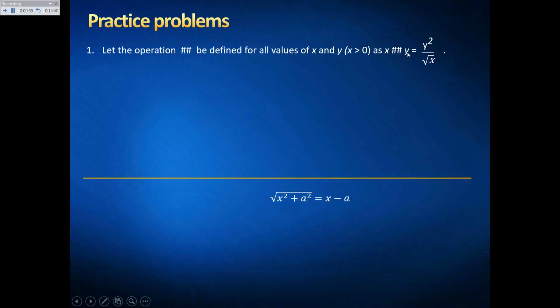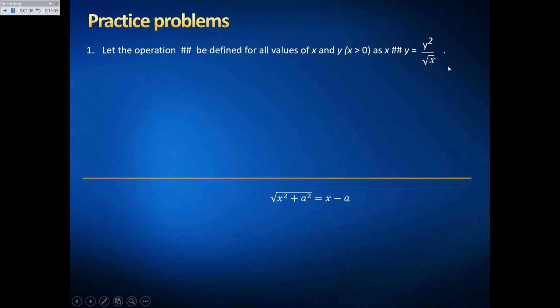Anytime you see this, it means this: y squared divided by the square root of x. So if I had numbers here, if I had 2 and 4, then wherever the x is, it's going to be a 2. So that would be the square root of 2. And wherever the y is, that's going to be a 4. So it would be 4 squared. Now this is how it works.